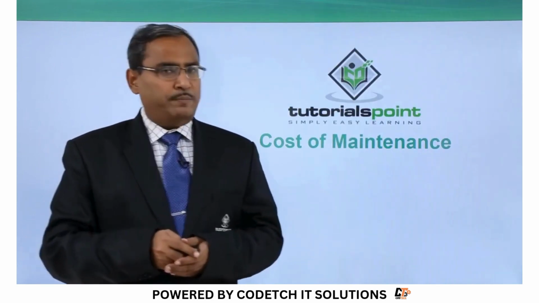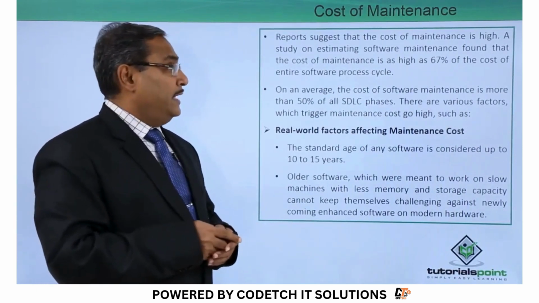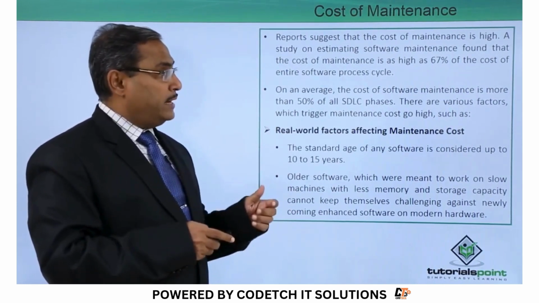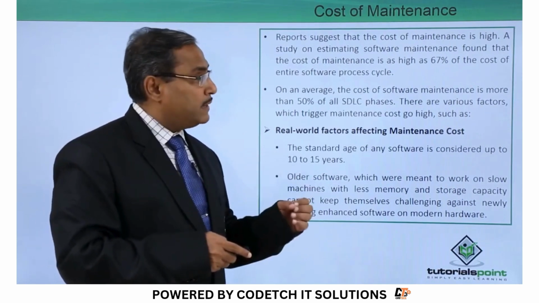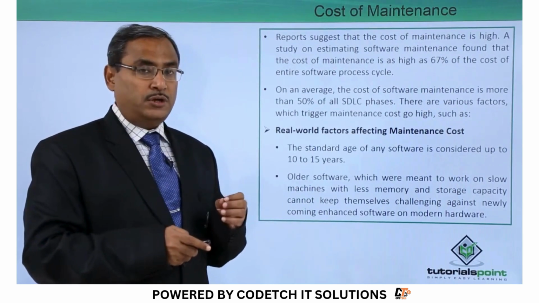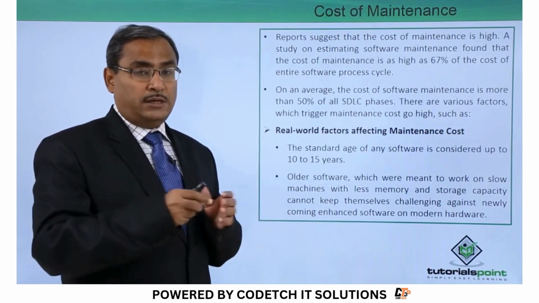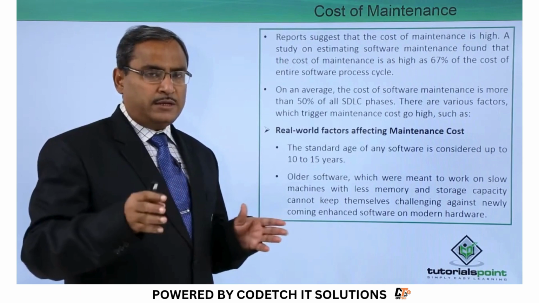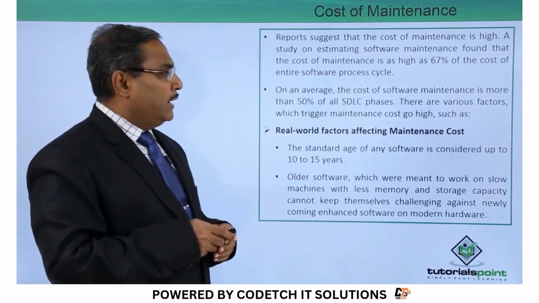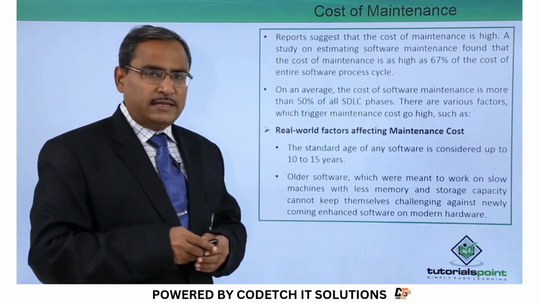While calculating the cost of maintenance, reports suggest that the cost of maintenance is high. A study on estimating software maintenance found that the cost of maintenance is as high as 67% of the cost of the entire software process cycle. So it is not a matter of joke. 67% of the total software development cost, whatever we had to spend, will be spent on the maintenance. So on an average, the cost of software maintenance is more than 50% of all SDLC phases.